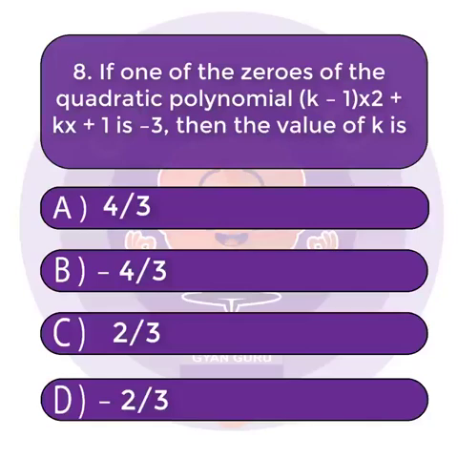If one of the zeros of the quadratic polynomial (k − 1)x² + kx + 1 is −3, then the value of k is: a. 4/3, b. −4/3, c. 2/3, d. −2/3.